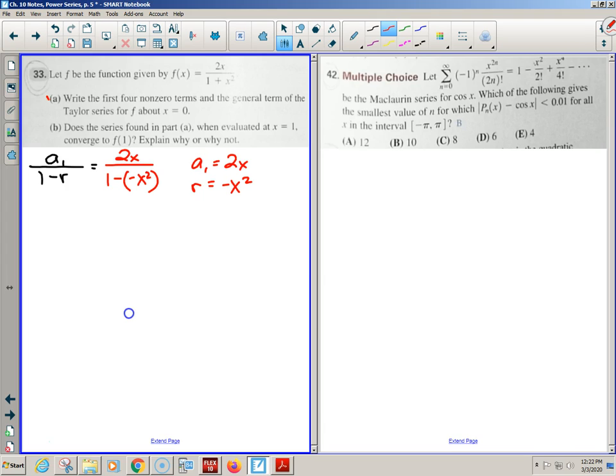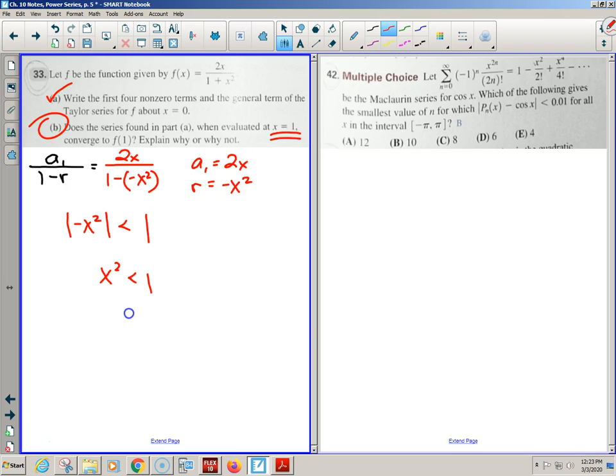And so you already got A done. The question was on B. Does the series found in part A, when evaluated at 1, converge to f of 1? Explain why or why not. They're asking me whether or not convergence will be occurring at 1. Well, to do that, I would have just thought about geoseries. Hey, it's before that whole ratio test thing. I just know my common ratio has to be less than 1. Absolute value makes it a positive, no big deal, less than 1.